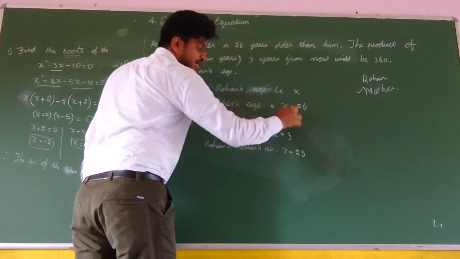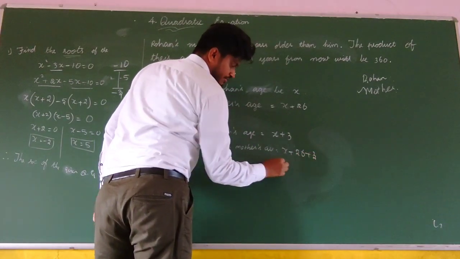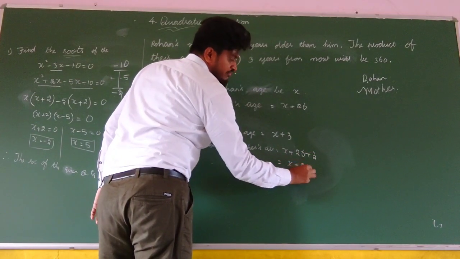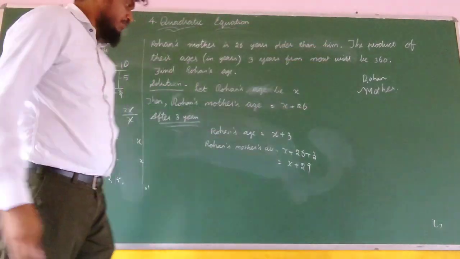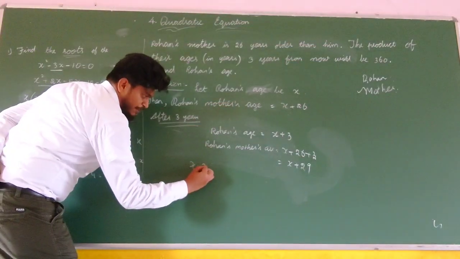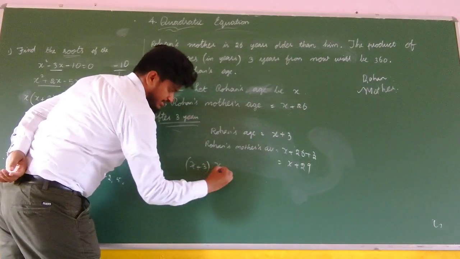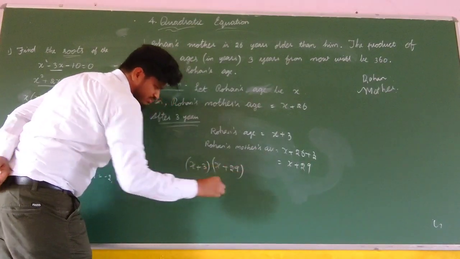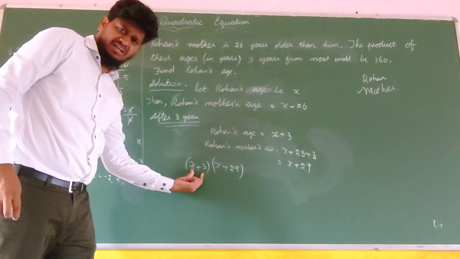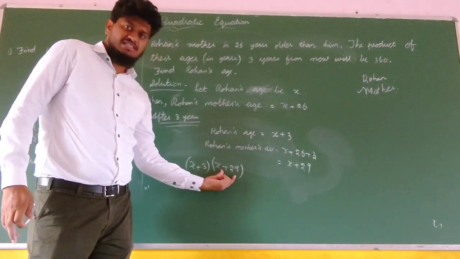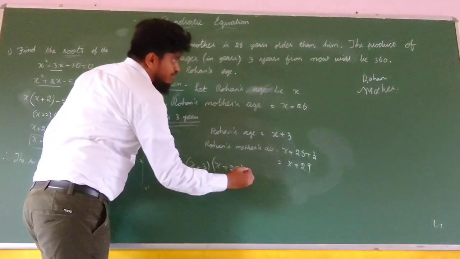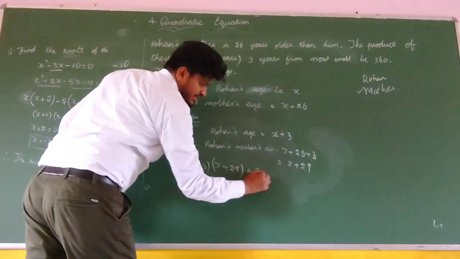This is the present age, right? Along with that, just add 3 with that. It will become x plus 29. Now the product of the ages is 360. Now we can multiply x plus 3 into x plus 29. So this is Rogan's age after 3 years, and this is the mother's age after 3 years. This will equal 360.